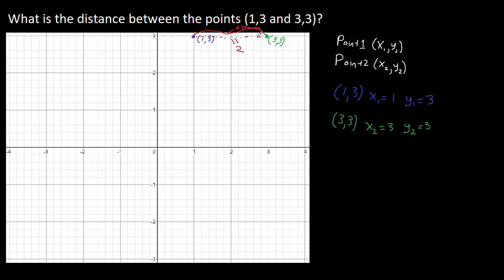So if we go back to answering this question about what is the distance, if we look here at the graph that we made, we could tell very quickly that the distance here is just along the difference in x values. Because the y values were the same, the distance here was that difference in x values.